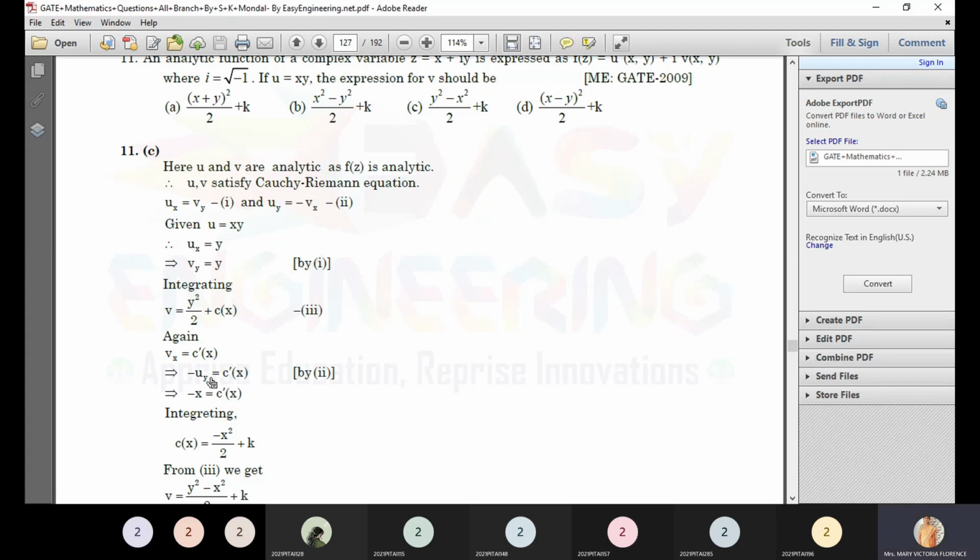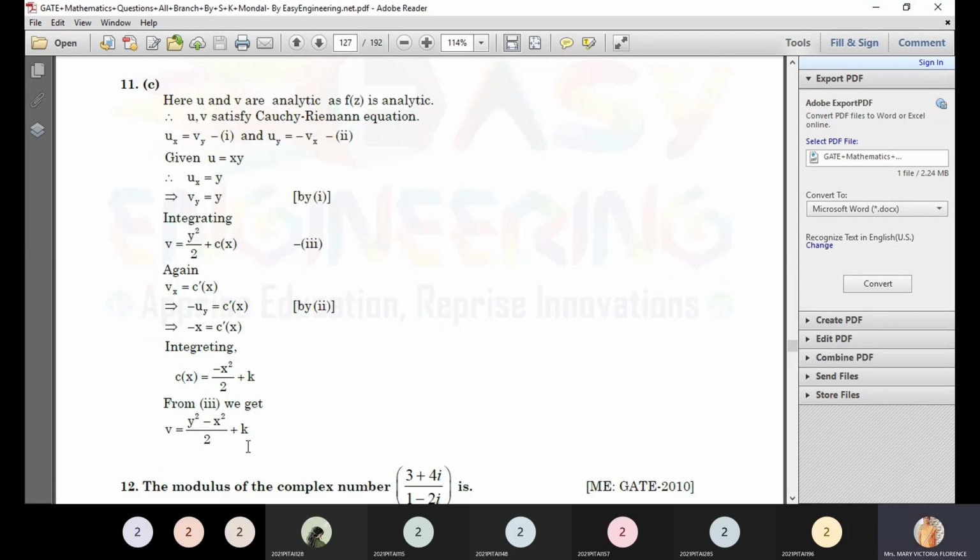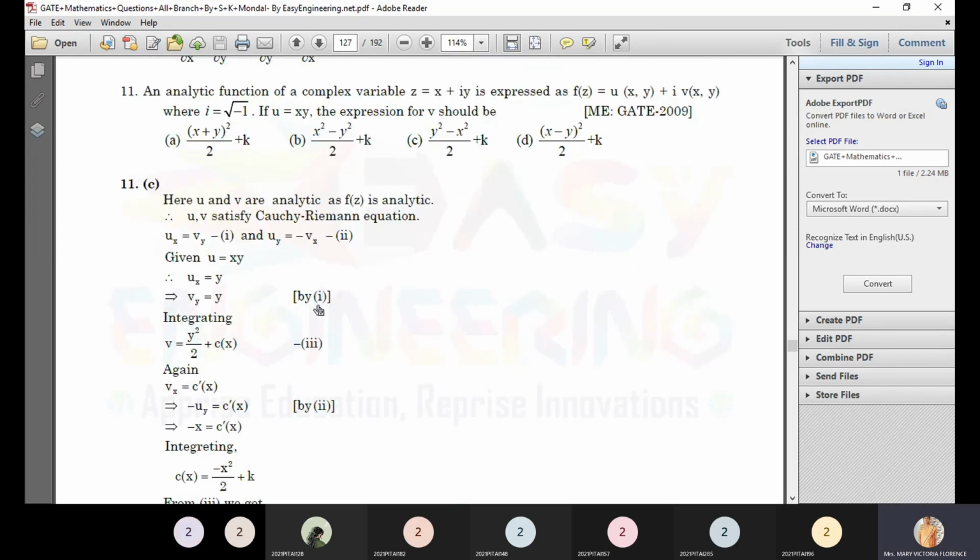What is the value of uy here? Uy is minus x. So minus x is equal to c dash of x. If you substitute here, c of x equal to minus x square by 2 plus k. From equation 3 we get v is equal to y square minus x square by 2 plus k. So the answer is C.